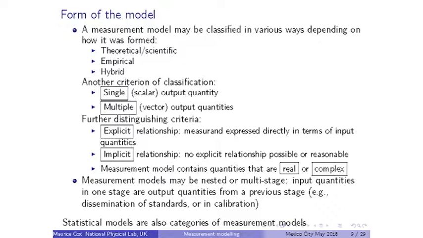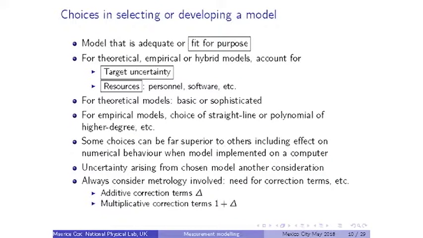And we also contemplate statistical models. Statistical models we also regard as categories of measurement model. A little bit about that later. Choices in selecting or developing a model. Obviously, we want a model that is adequate for the case in hand. We want a model that is fit for purpose. For all these classifications of model, theoretical, empirical, or hybrid, we should account for the target uncertainty to ensure our model is fit for purpose.